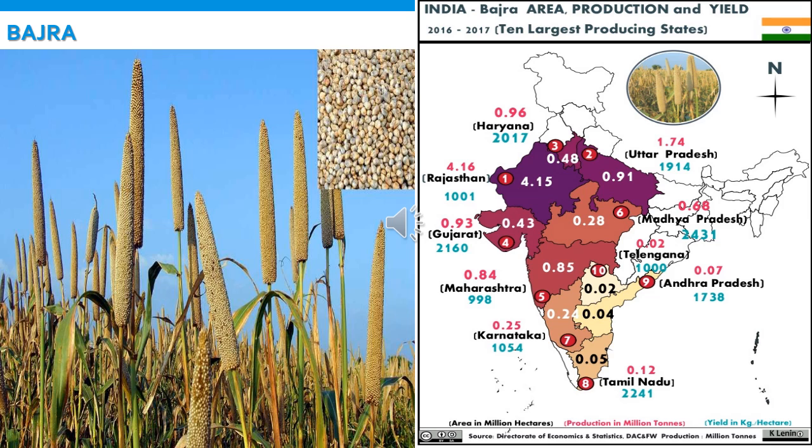So this is also a staple food for poor people. Its stalks are used as fodder for cattle and for thatching purposes. So Bajra stalks are used as fodder for cattle and for thatching.